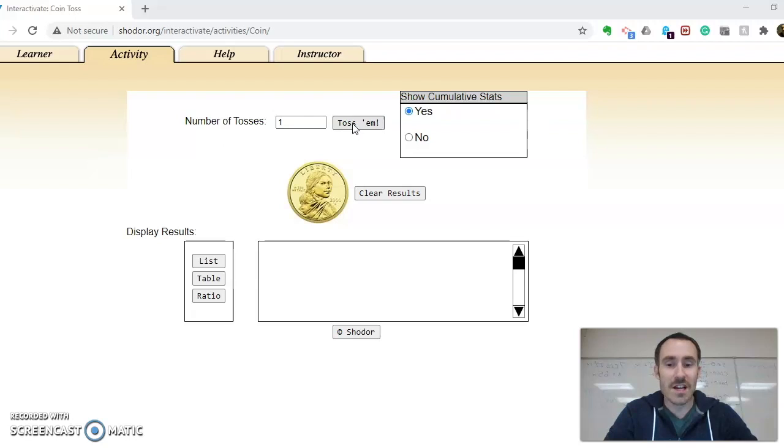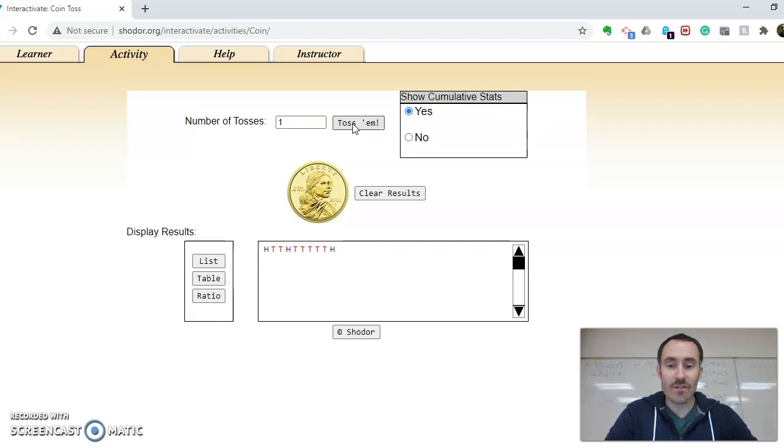We're going to just do one at a time for excitement. Heads. Tails. Now we're going to speed this up a little bit. And there you have it, 10 trials.